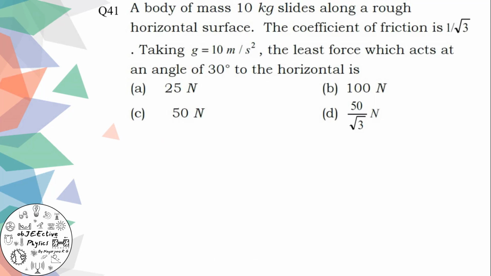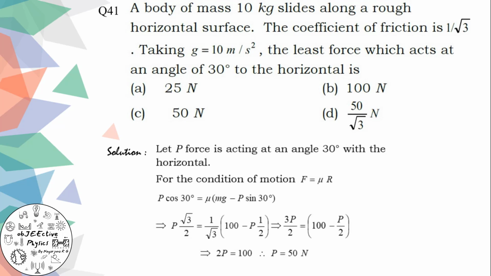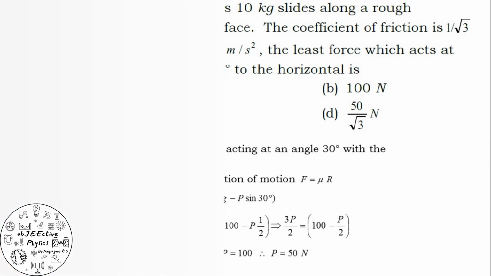41. A body of mass 10 kg slides along a rough horizontal surface. The coefficient of friction is 1 by root 3. Taking g equal to 10 meters per second square, the least force which acts at an angle of 30 degrees to the horizontal is. Solution: let capital P force be acting at an angle 30 degrees with the horizontal. For the condition of motion, F is equal to mu R. P cos 30 degrees is equal to mu into mg minus P sin 30 degrees. By substituting the values, we will get P is equal to 50 newtons.